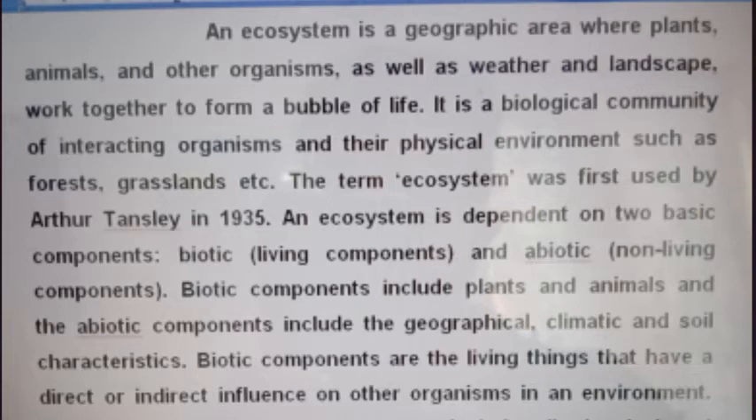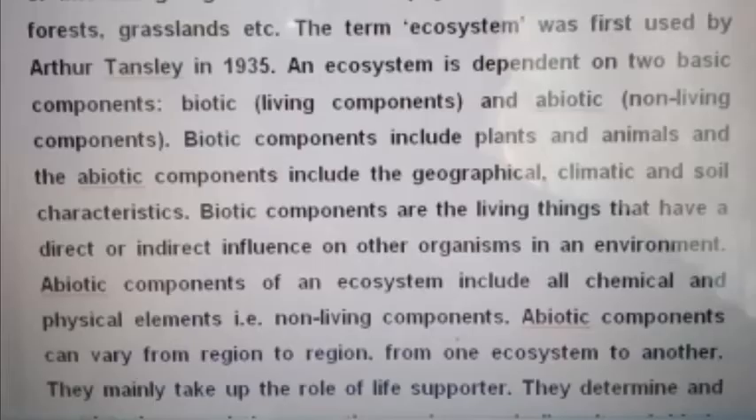Biotic components include plants and animals, and the abiotic components include the geographical, climatic, and the soil characteristics. Biotic components are the living things that have a direct or indirect influence on other organisms in an environment. Abiotic components of an ecosystem include all chemical and physical elements, that is, non-living components. Abiotic components can vary from region to region, from one ecosystem to another.